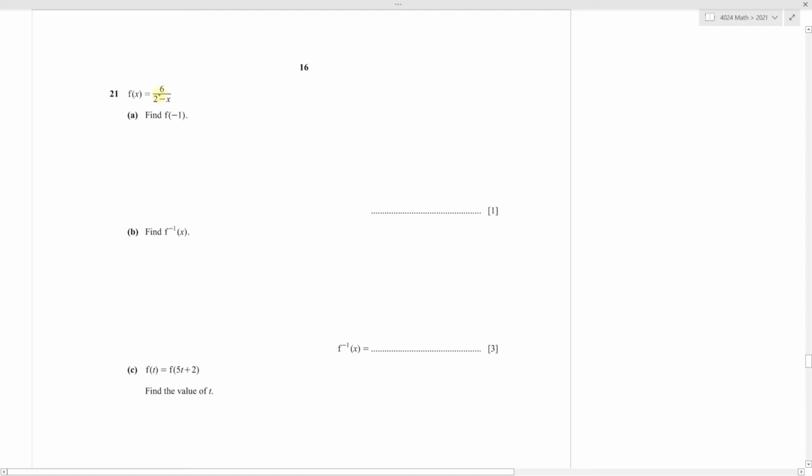Question number 16. F of x is given by this. Find f of minus 1. For f of minus 1, this will become 6 over 2 minus, and in place of x, I will write minus 1. This will become minus minus plus, 2 plus 1 is 3. 6 divided by 3 is 2.